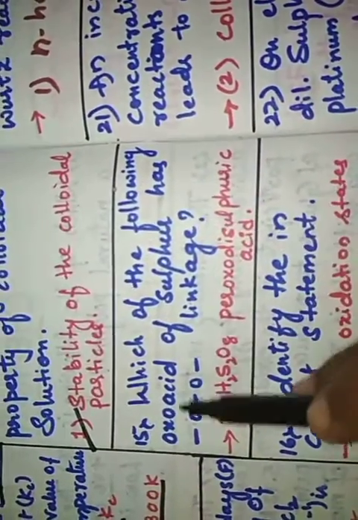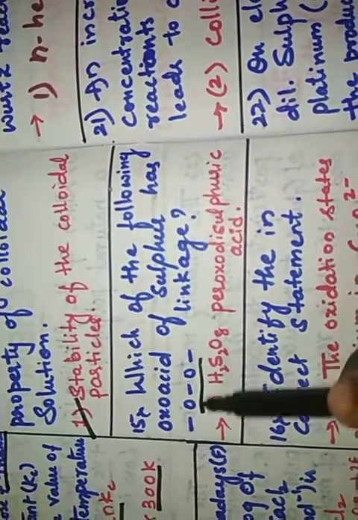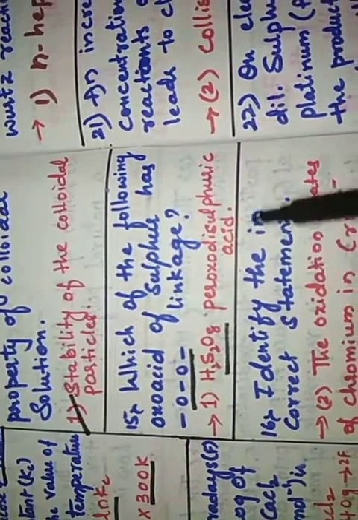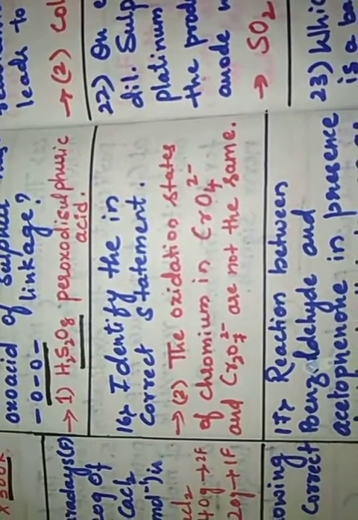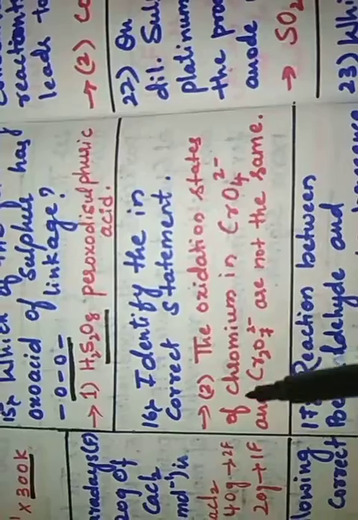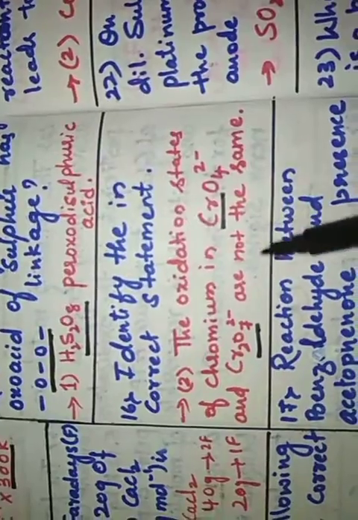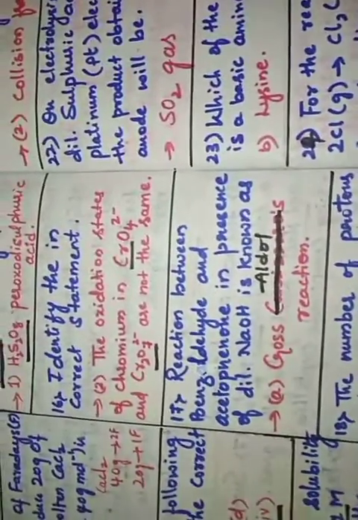Which of the following oxo acids of sulfur has an O-O linkage? This linkage you should find. Then H2S2O8, that is peroxodisulfuric acid. Identify the correct statement. See, the correct statement is that the oxidation states of chromium in CrO4 2- and Cr2O7 2- are not the same. You can refer to your question paper there.